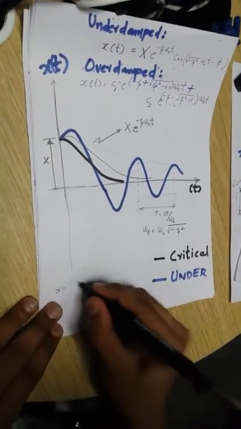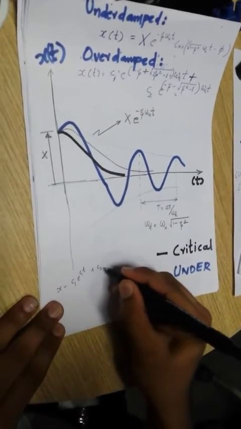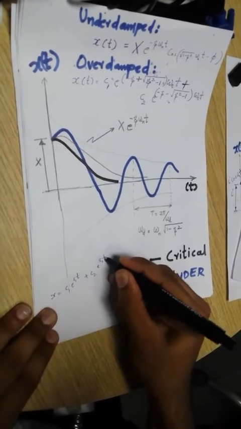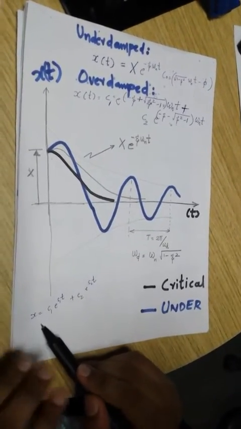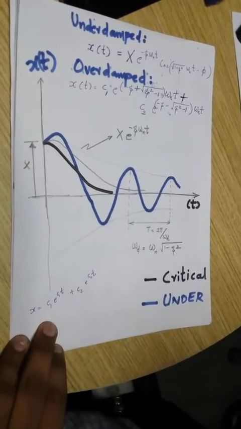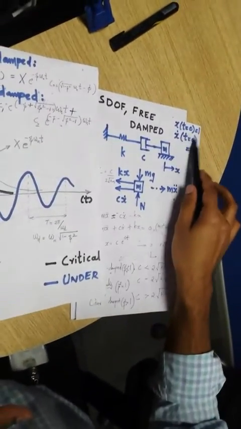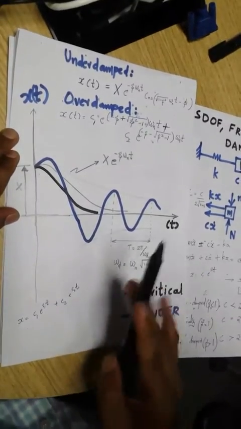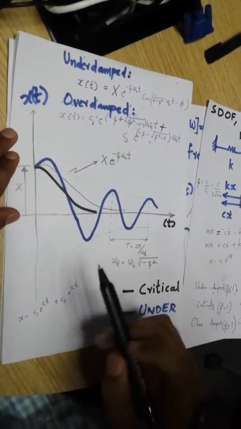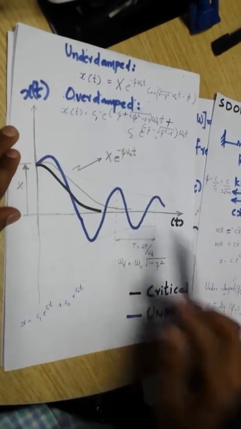So the response will be basically again C1 e raised S1t plus C2 e raised S2t. I won't dive deep into the mathematics of things, but now we have the different S1, S2 here. We will plug those things here. C1 and C2 will be evaluated from the initial conditions. Okay, let's take the case of underdamped first, where C is less than 2 root km.